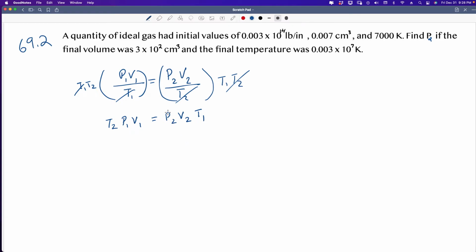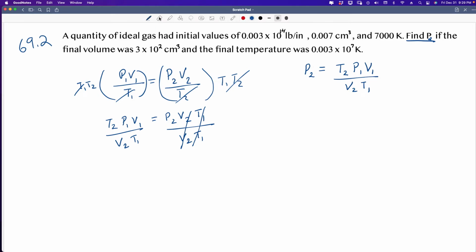So we're solving for P2. So we're going to divide both sides by V2 T1. So our final is going to look like this. P2 is equal to, and you can flip it, it's the law of equality, T2 times P1 times V1 over V2 times T1. Okay, so you see we just solved it in terms of what we had to find, which was P2. So now we know that P2 is equal to this.